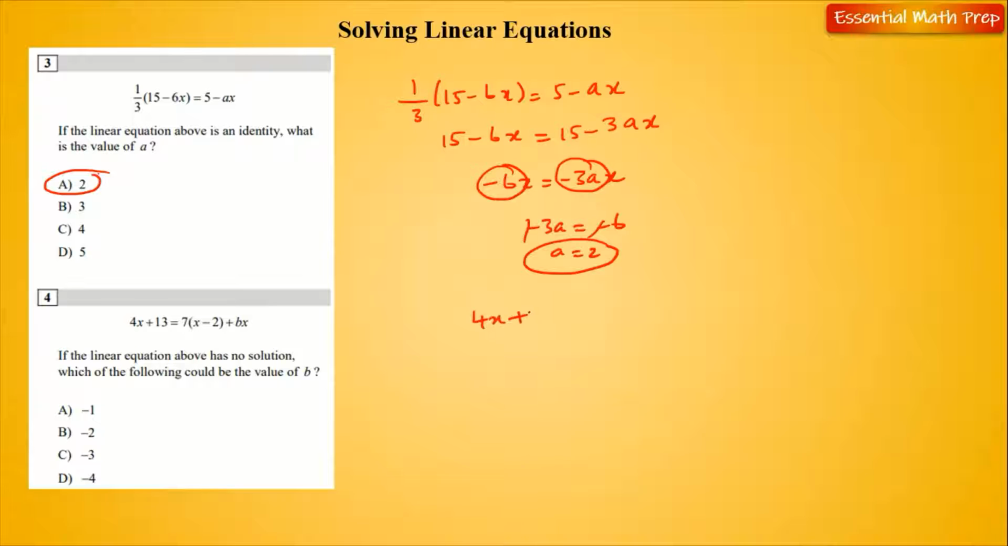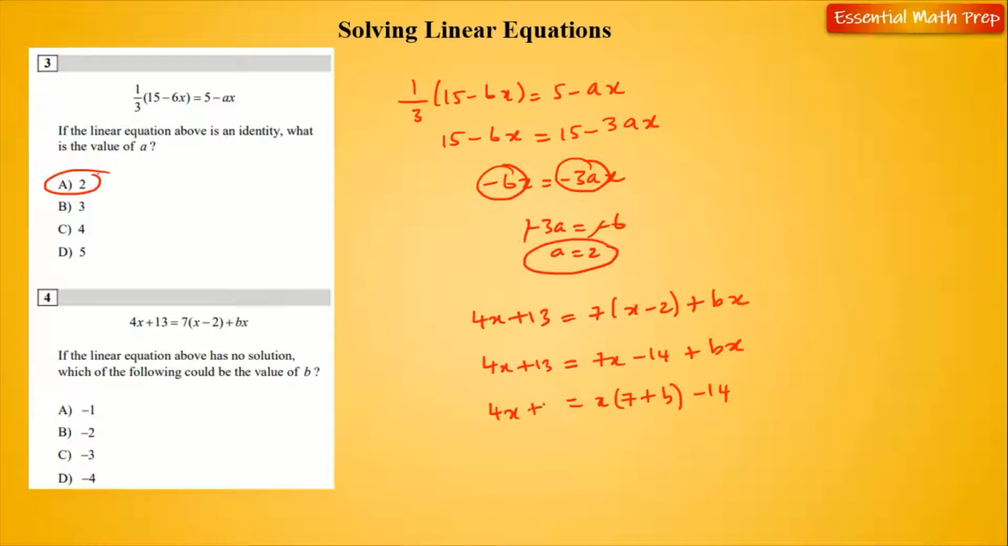We have 4x plus 13 equals 7 times (x minus 2) plus bx. Again, you don't have to simplify the left side. It looks like it's already simplified. So you can only simplify the term on the right side: 7x minus 14 plus bx. Let's gather the x terms together. If you take the x out of the bracket, it will be (7 plus b)x minus 14.